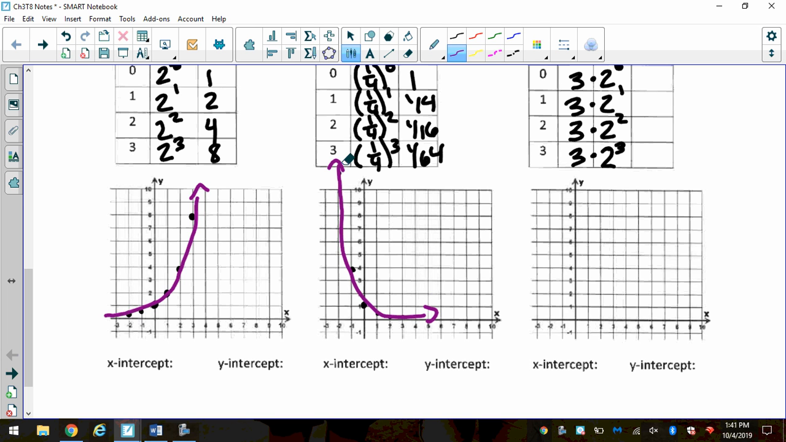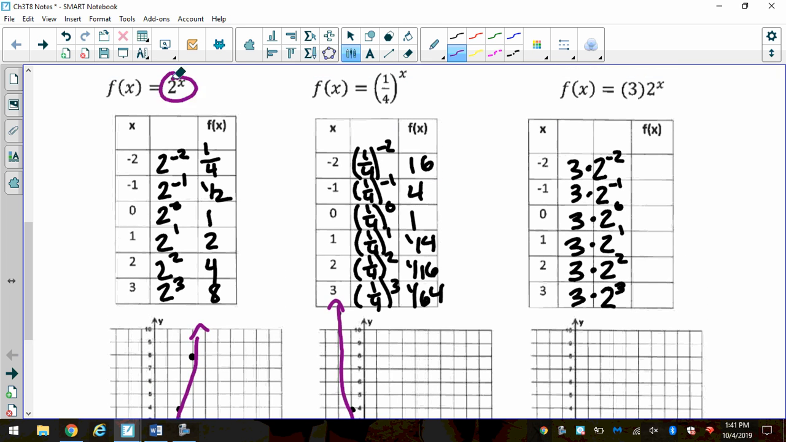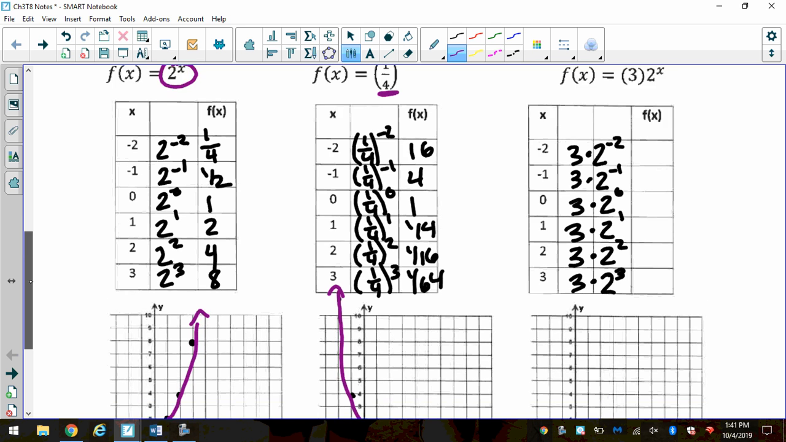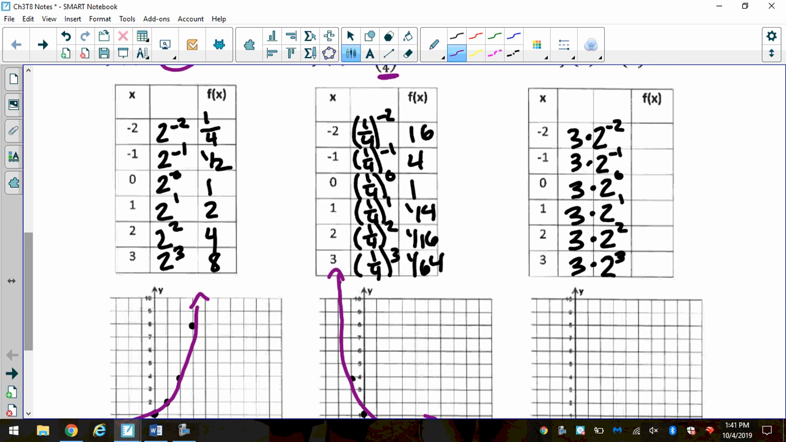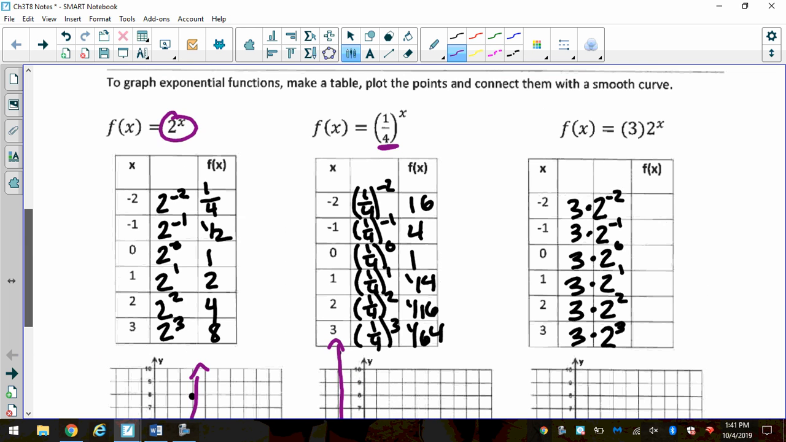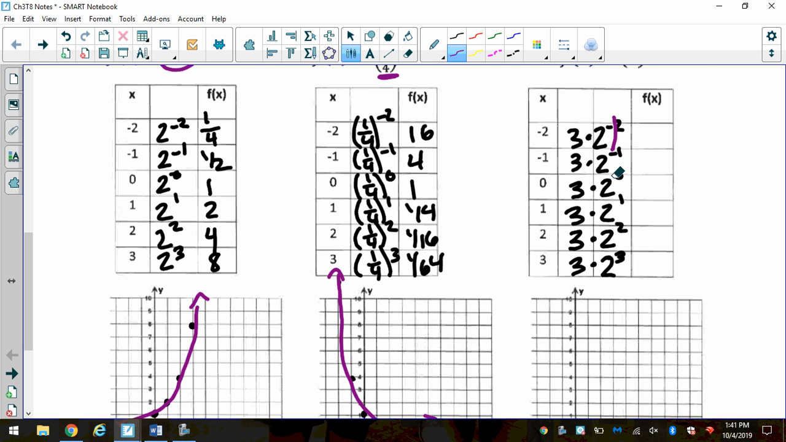So the difference between your two functions here is this one right here, you notice is going up, and that's because the base was a 2. And this one right here, your base is a 1/4, which is less than 1. That's why the second picture is going down as you graph it. And the third one here, the only difference for this one is that there's a 3 out in front. So let's see what that 3 is going to actually do to our function.